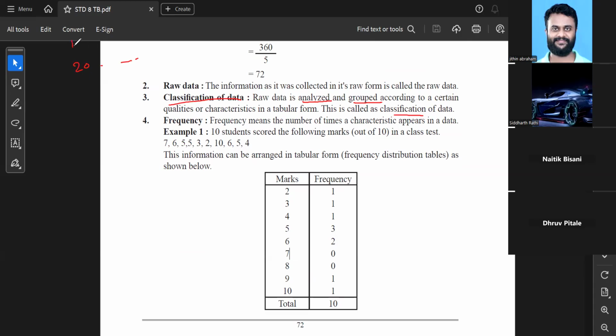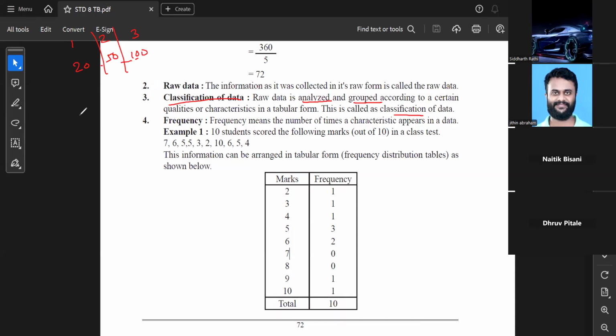I will say building number one has 20 cars, building number two has this many cars, building number three has this many cars. So this is also a type of grouping. First building का ये group हो गया, second building का ये group हो गया, 50 cars, third building का let's say 100 cars, something like that. So this is one type of grouping.